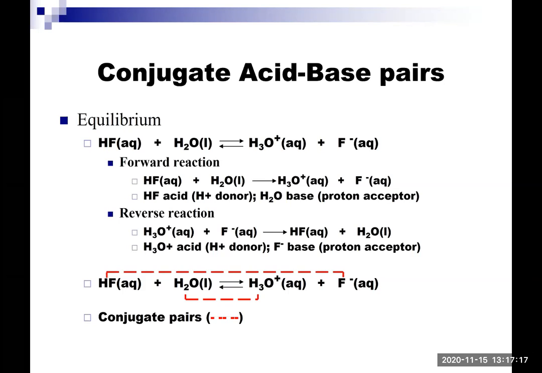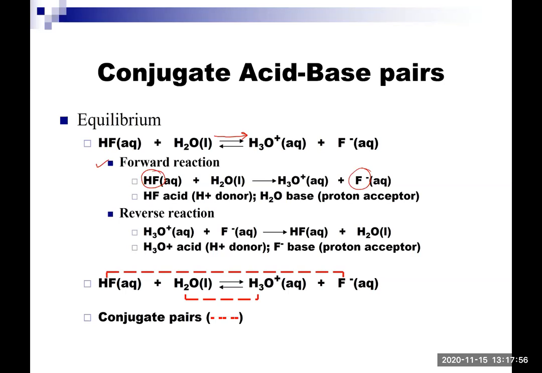If we look at this first reaction here with hydrofluoric acid and water, forming hydronium ion and fluoride ion, and we focus on the forward reaction, we can see that HF becomes F- in the product. That means that HF donated a proton, because the fluoride in the products has one less hydrogen and is more negatively charged by 1.